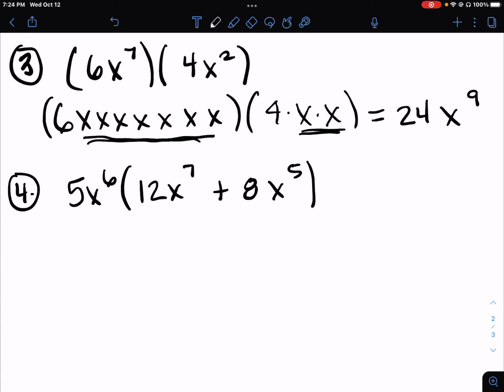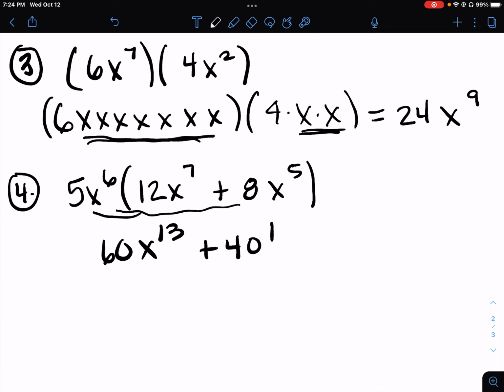Okay, 5 times 12 is 60, and we're going to add our exponents because we're multiplying. 5 times 8 is 40, and add the exponents. 6 plus 5 is 11. X 11.